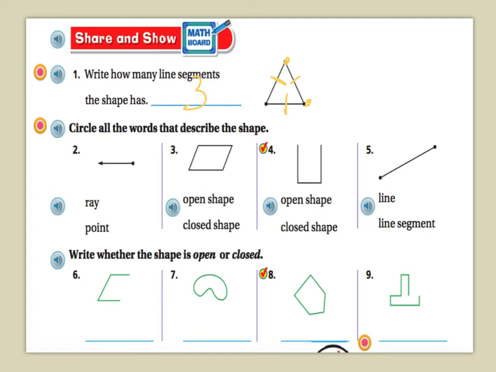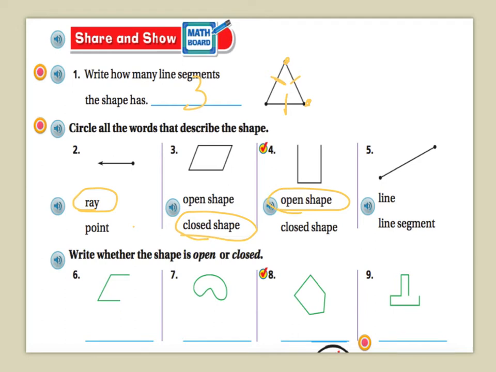Now, this shape here is a line with an endpoint and an arrow. Now, that to me is going to be a ray, because if it was just a point, it would have a little dot. Number 3, this shape is closed because it starts and ends at the same point. They are connected. Number 4, this shape is open because this shape is not connected.